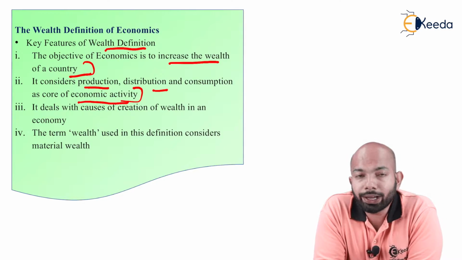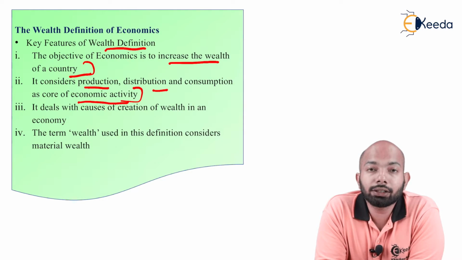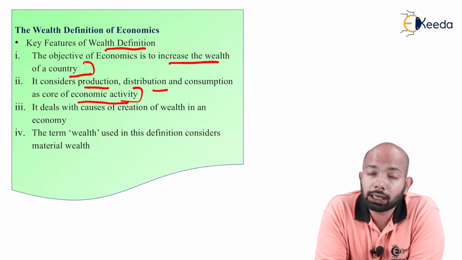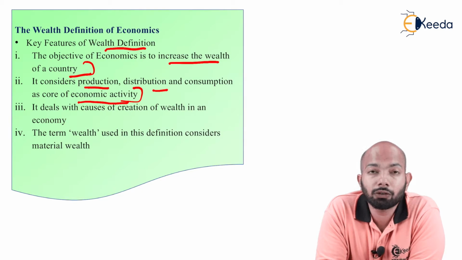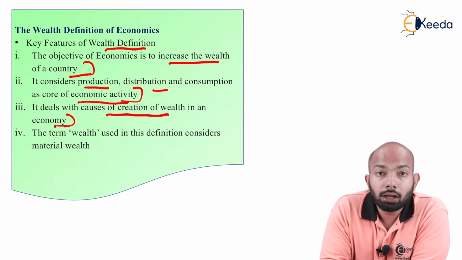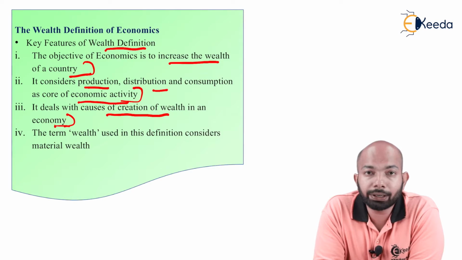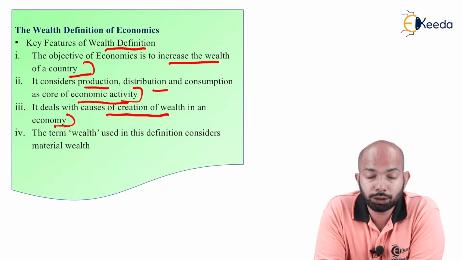So when it comes to wealth, it considers production, distribution and consumption as the core activities of any country when you have to define economics as a part of wealth. It deals with the causes of creation of wealth in an economy. What are the reasons why and how wealth is created is also incorporated in this specific definition.